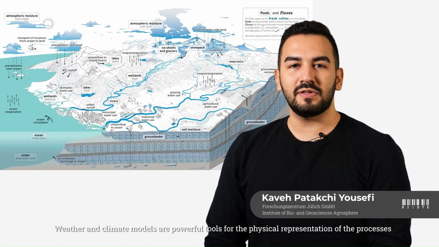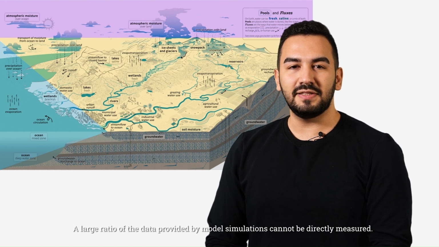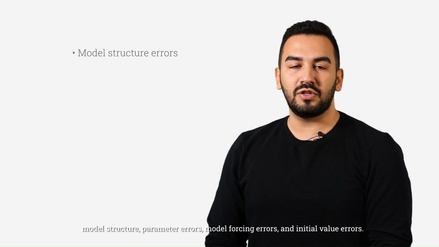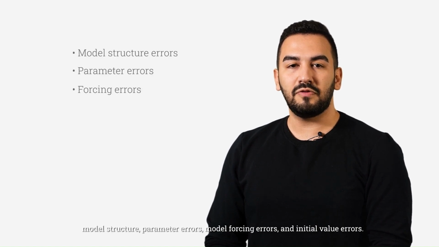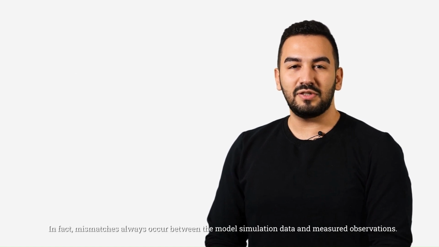Weather and climate models are powerful tools for the physical representation of the processes in the atmosphere, surface, subsurface, and in the ocean. A large ratio of the data provided by model simulations cannot be directly measured. However, we know that model simulation data show uncertainty due to model structure, parameter errors, model forcing errors, and initial value errors. In fact, mismatches always occur between the model simulation data and measured observations.